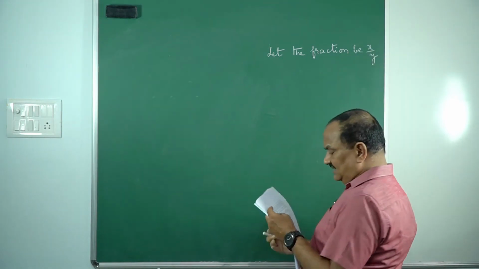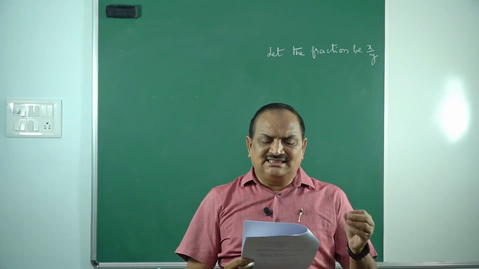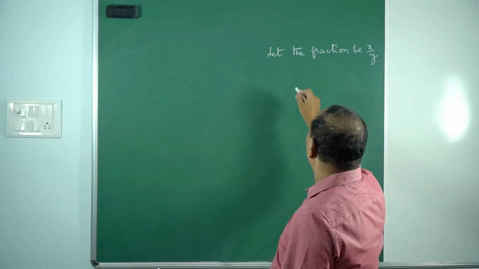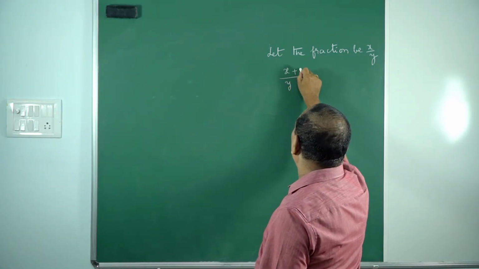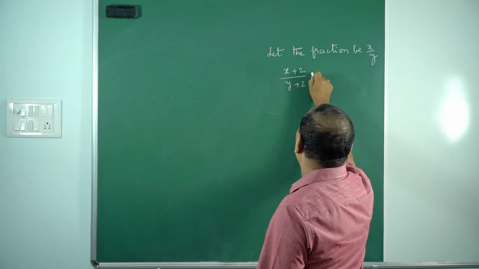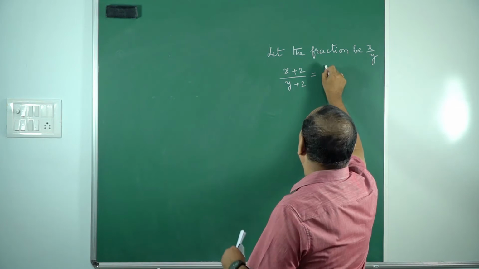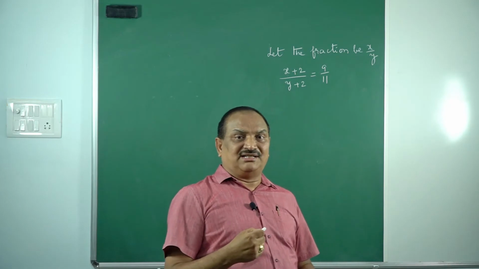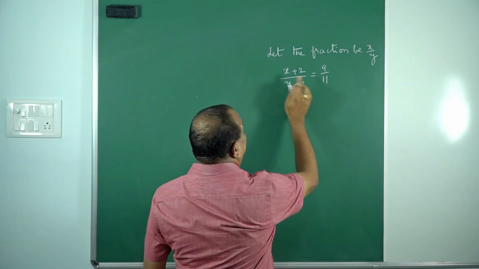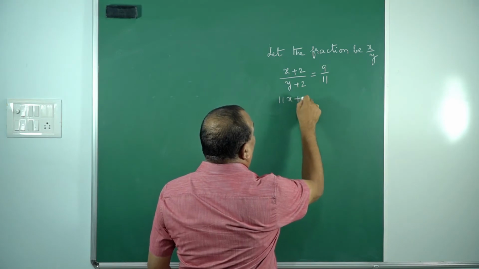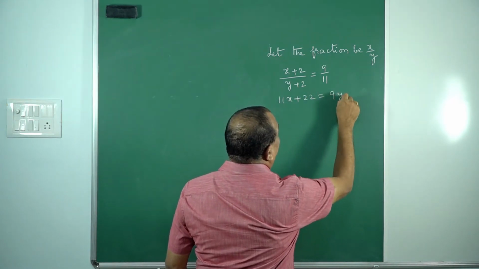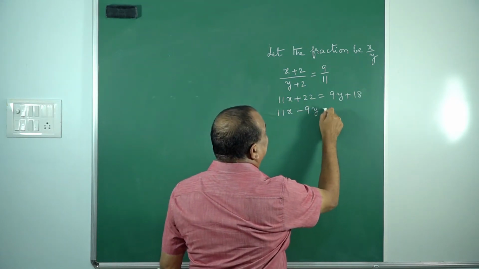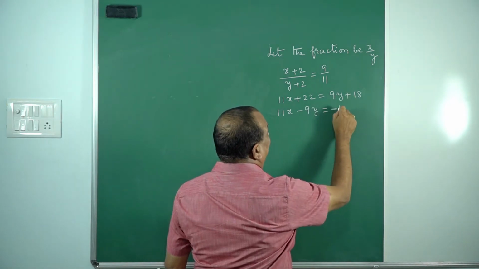And he says if 2 is added to both numerator and denominator, the fraction becomes 9 on 11. So you are adding 2 to the numerator and the denominator, and the fraction becomes 9 on 11. Okay, this is what happens, of course, when you add to both numerator and denominator. Cross multiplication, 11x plus 22 is equal to 9y plus 18. So 11x minus 9y is equal to 18 minus 22, minus 4.